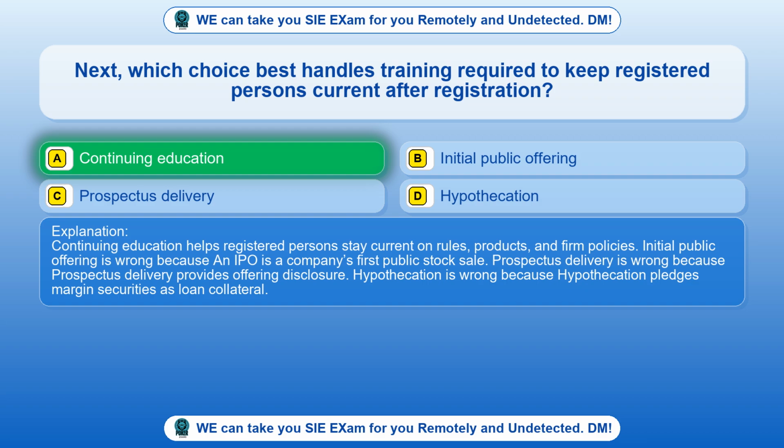Initial public offering is wrong because an IPO is a company's first public stock sale. Prospectus delivery is wrong because prospectus delivery provides offering disclosure. Hypothecation is wrong because hypothecation pledges margin securities as loan collateral.